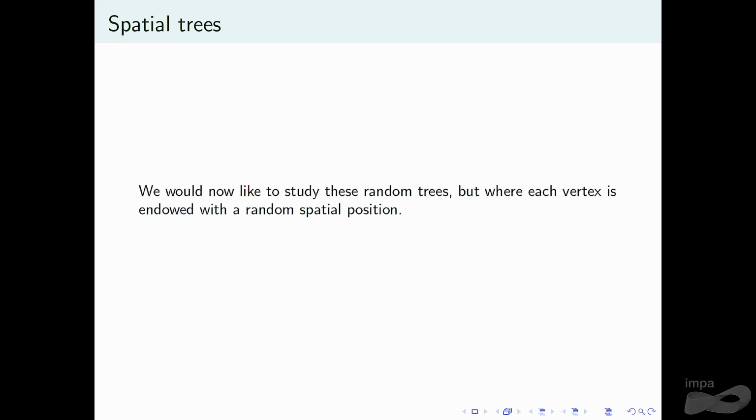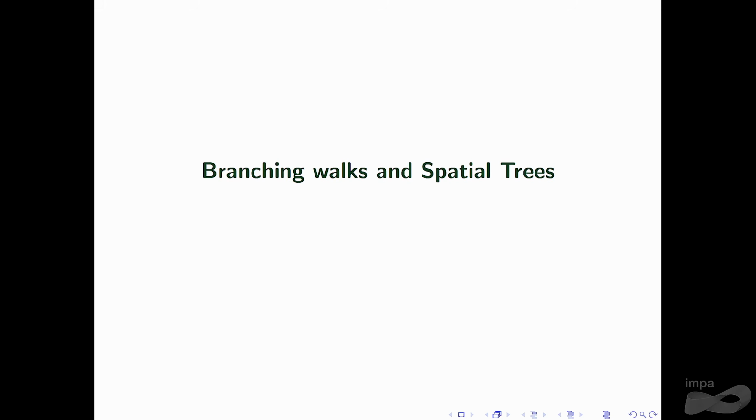So in our project, what we wanted to do is study spatial trees. These are the same underlying genealogy, so we still have a Bienaymé tree as the underlying tree, but now each vertex is endowed with a random spatial position. There are many ways one could do that, but I'll explain the model that we look at in a moment.